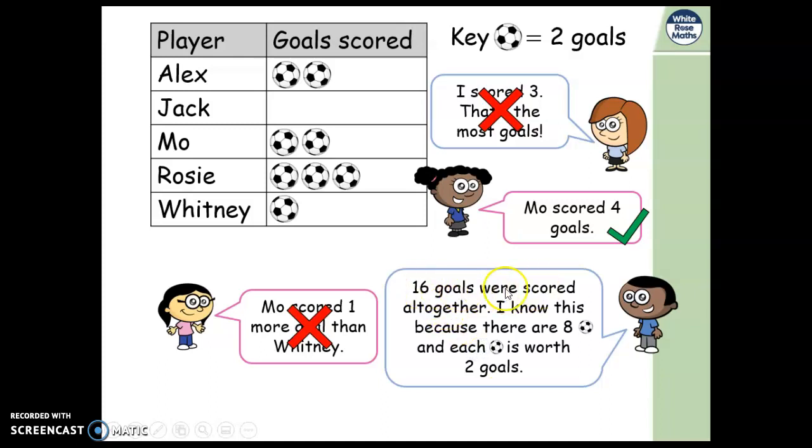16 goals were scored altogether. I know this because there are 8 balls and each ball is worth 2 goals. 1, 2, 3, 4, 5, 6, 7, 8. So there are 8 balls. Represent 2 goals. 8 times 2 is 16, so this is correct.